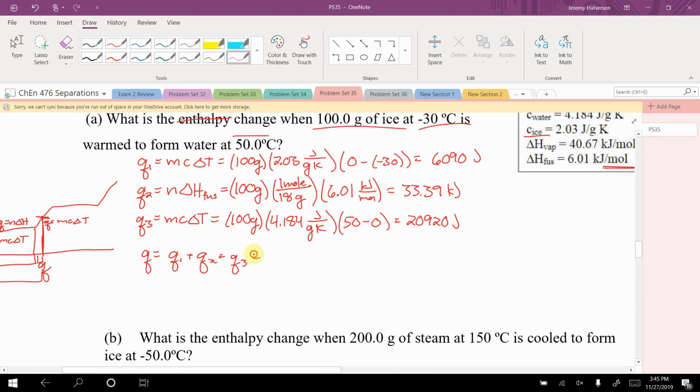Okay. What's the problem though? Well, I've got a Q in joules, one in kilojoules, and the other in joules. If I want to add them up, I need them all to be in the exact same unit, so I'm just going to quickly convert them. So I'm going to have 6.09 kilojoules plus 33.39 kilojoules plus 20.92 kilojoules. Could I have converted them all to joules? Sure. Doesn't matter as long as they're the same.